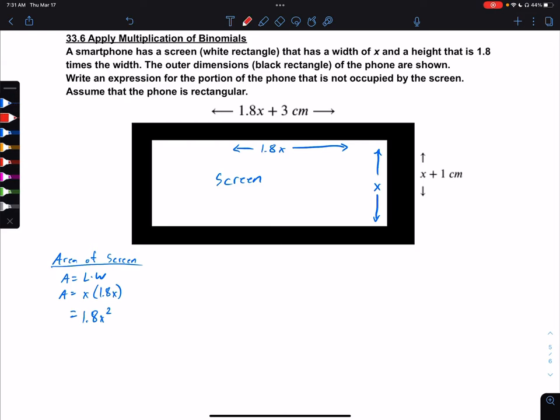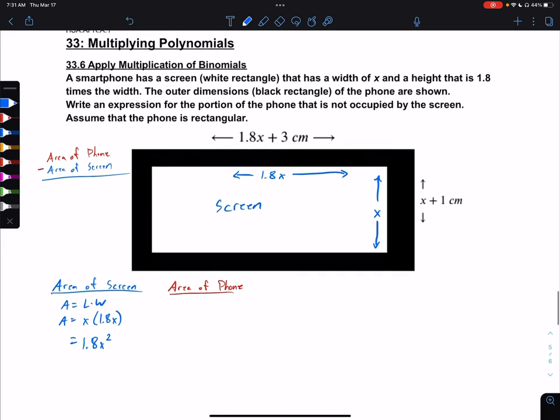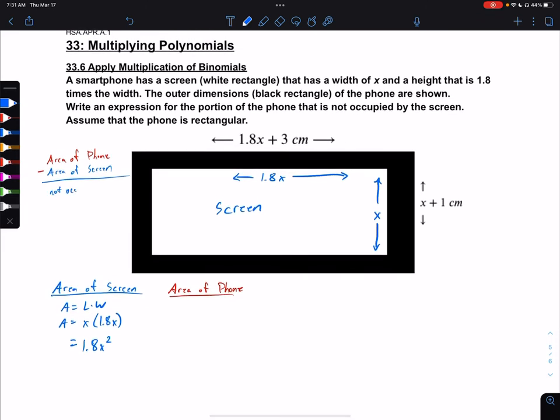Now we need the area of the phone itself. All right, we need the big portion, because what we're going to want to do is the area of the phone minus the area of the screen. And that's going to give us the area that's not occupied by the screen. And that's what we're looking for.